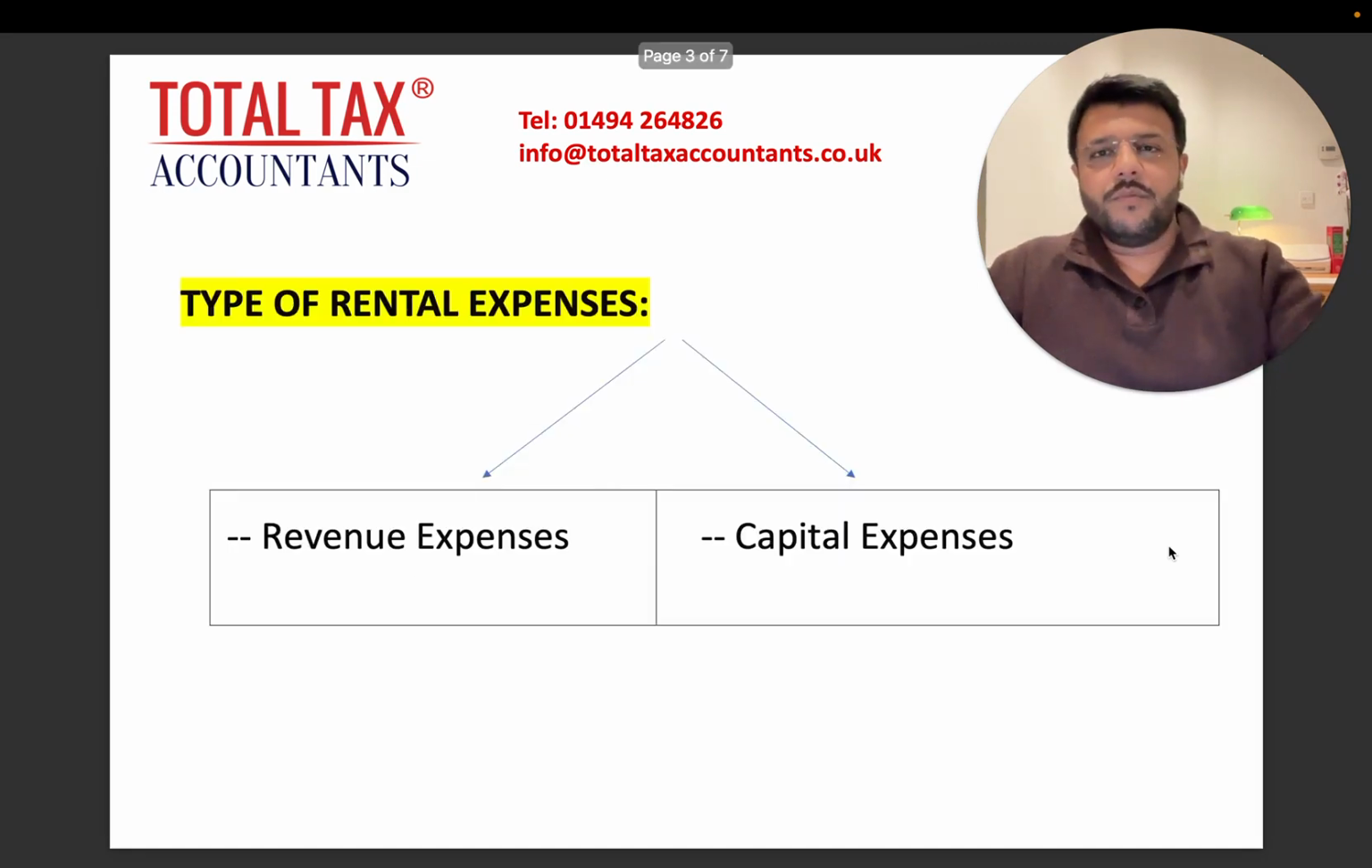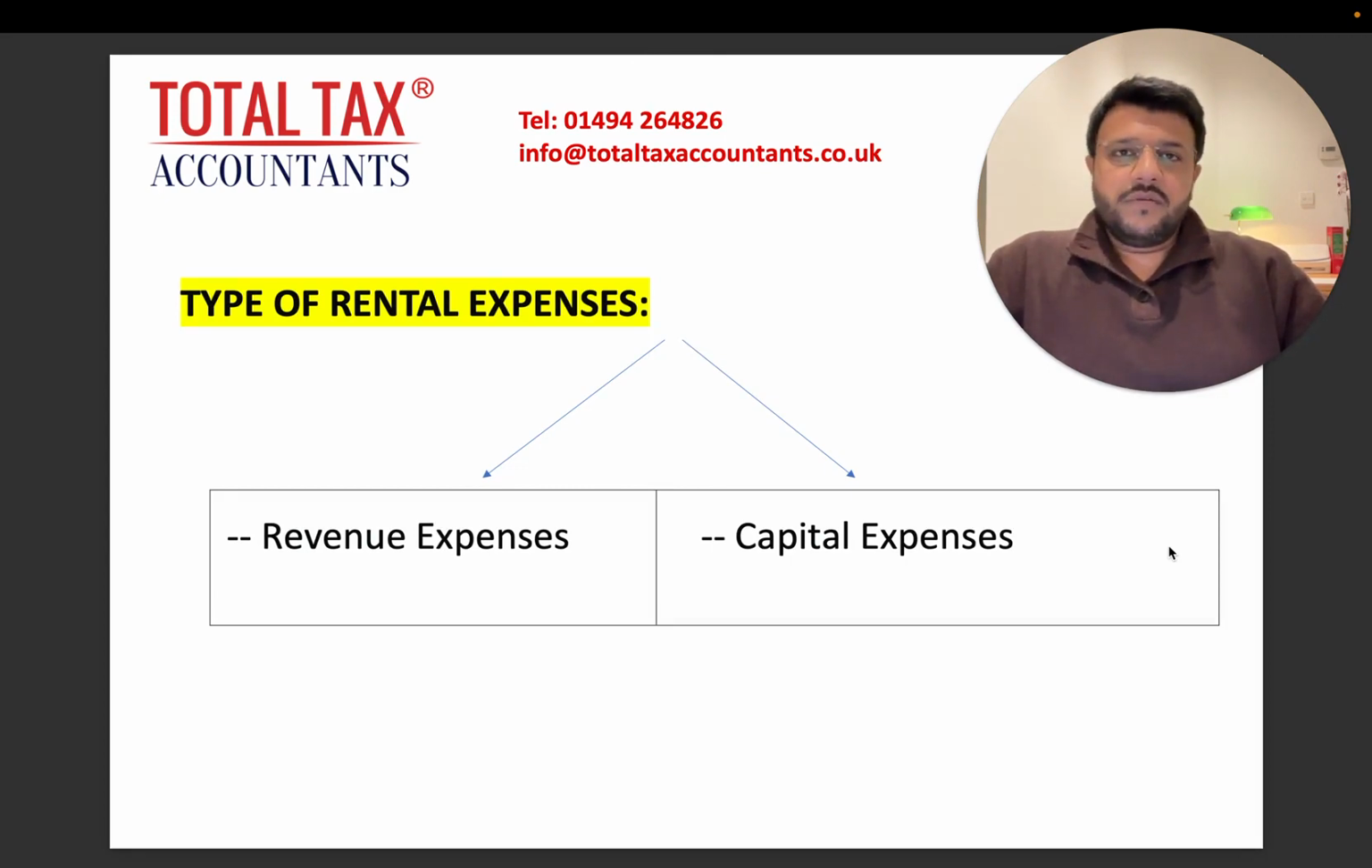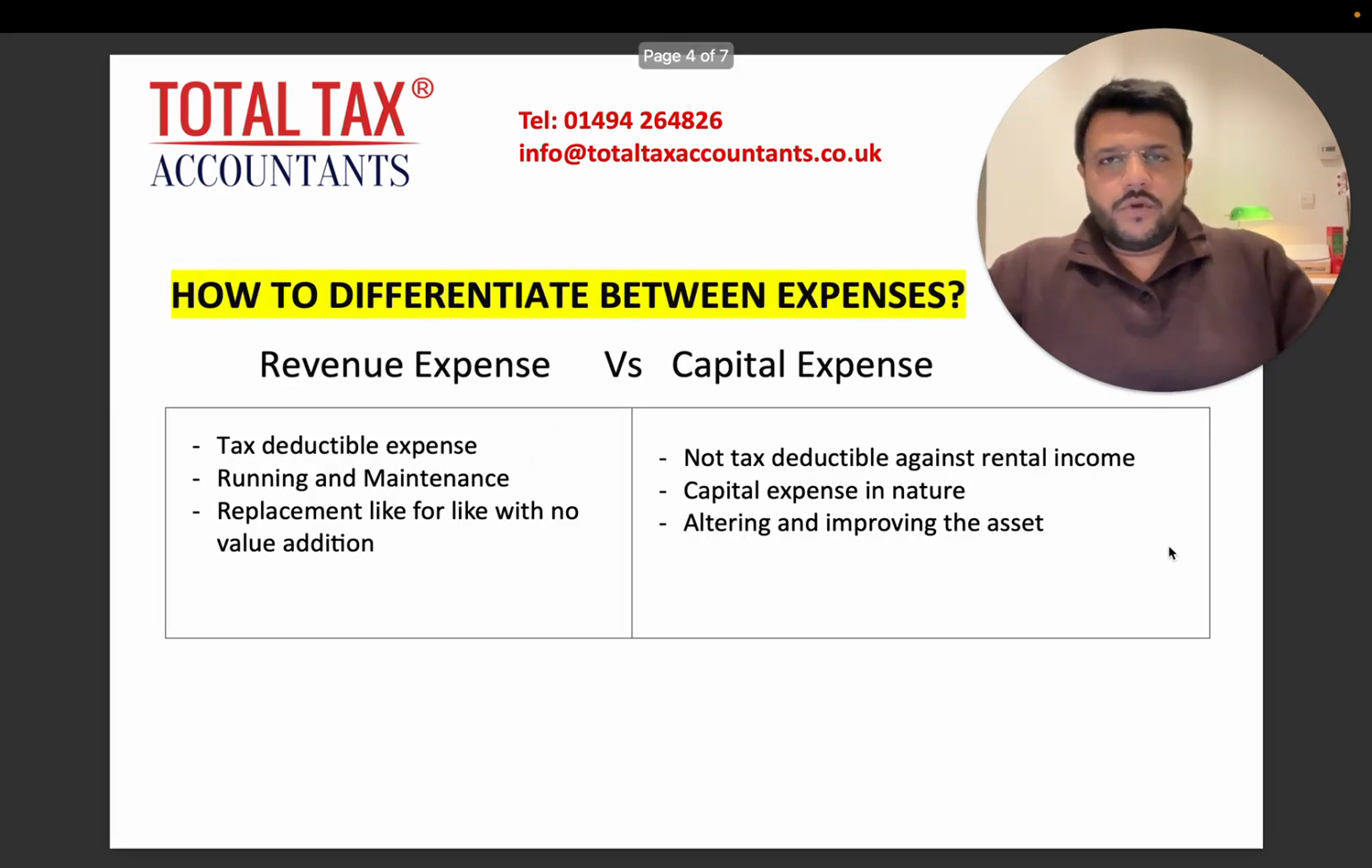So first and foremost, what are the types of rental expenses? HM Revenue and Customs has categorized the expenses into two different categories. You could either have revenue expenses or capital expenses. You may have both, but you need to distinguish between these two in order to make the eligible claim against your rental income. So how to differentiate between expenses? Revenue expenses versus capital expenses.